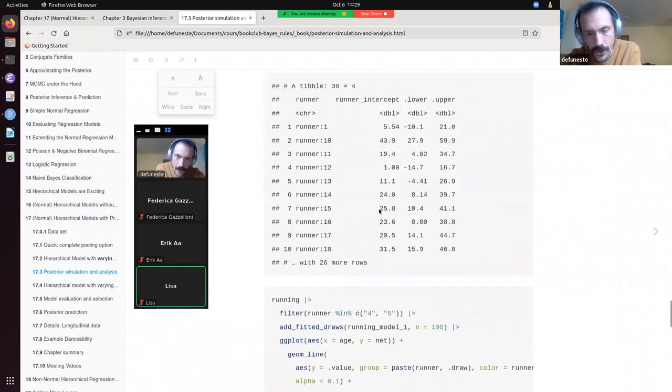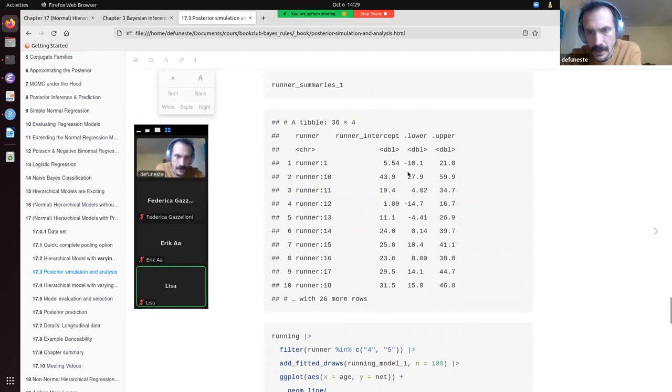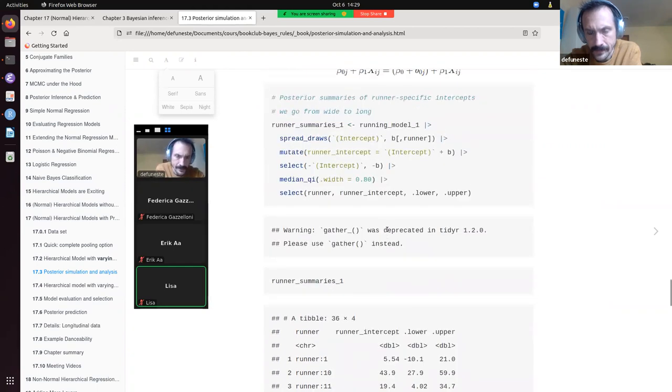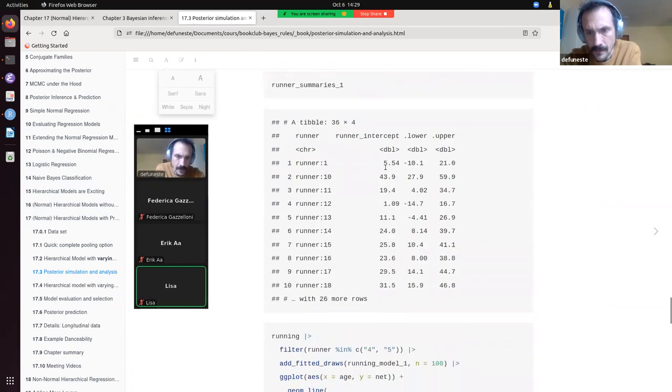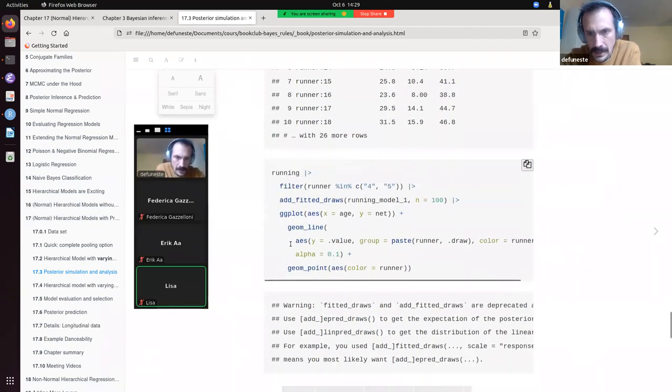And okay, I'm not showing it to you, but you have two different varieties of runners. This is what you get from the intercepts, and this is the intercept with its boundaries. So you see very different intercepts. So hopefully our model will be better. If you want, you can also, here we are just.